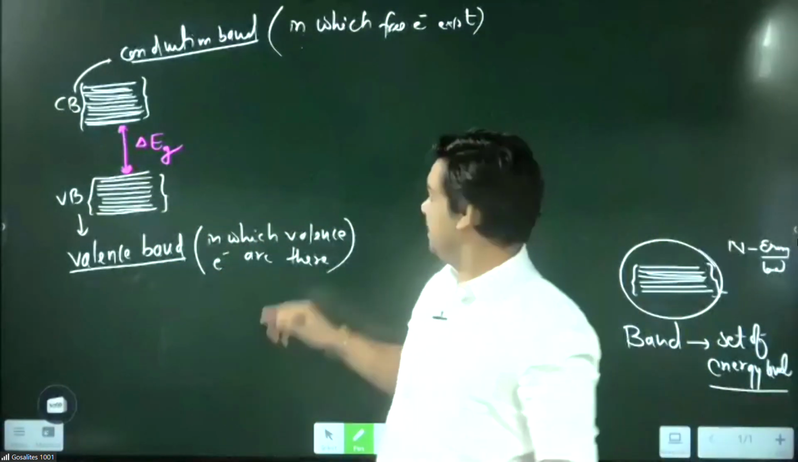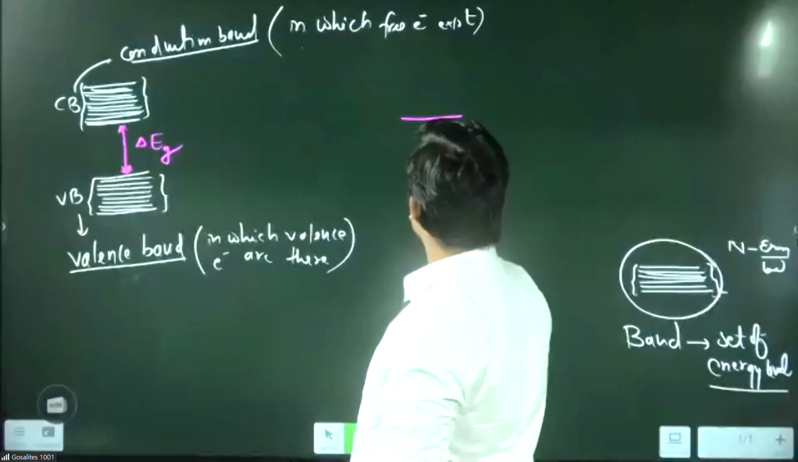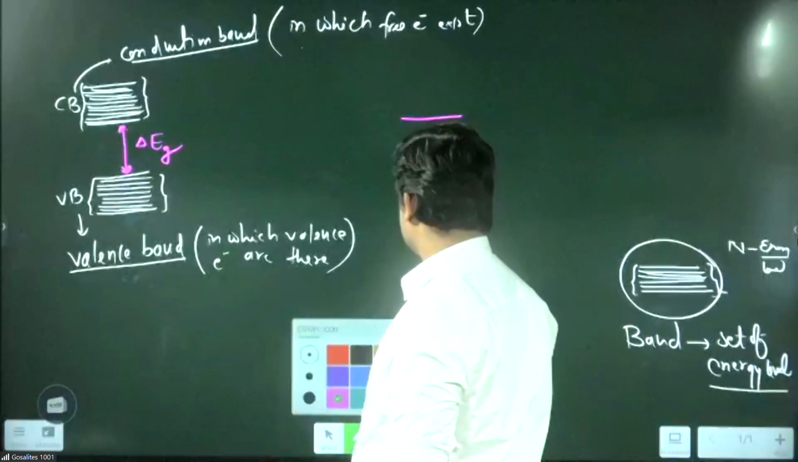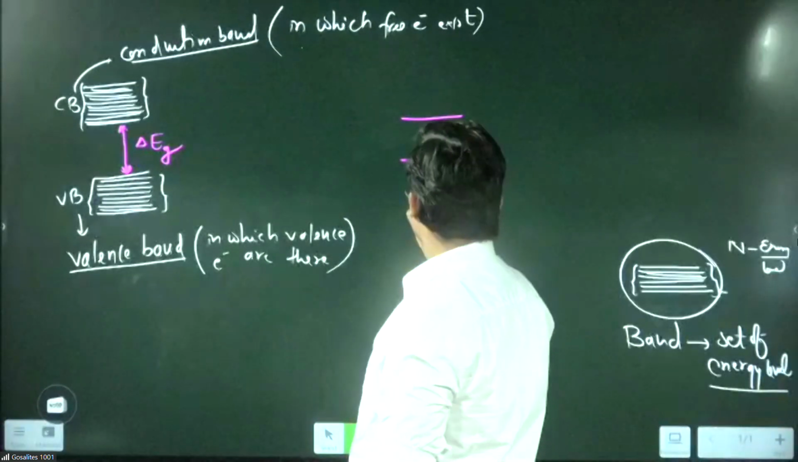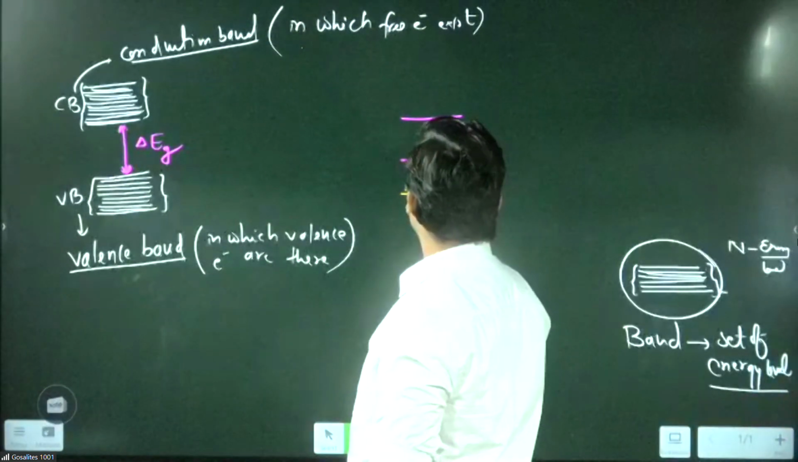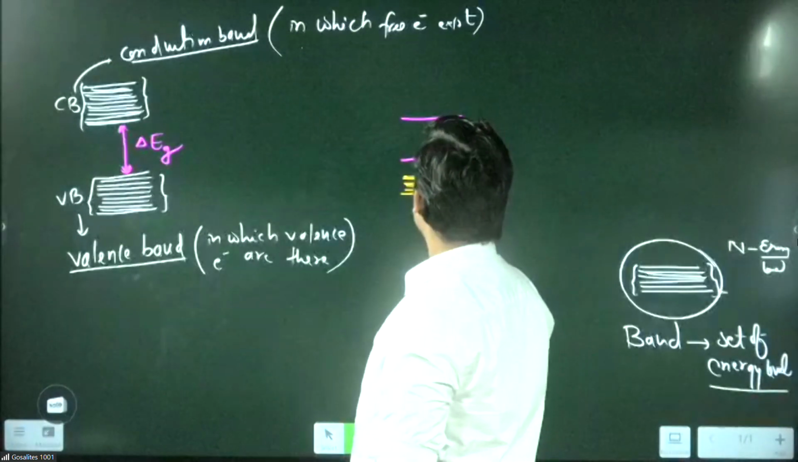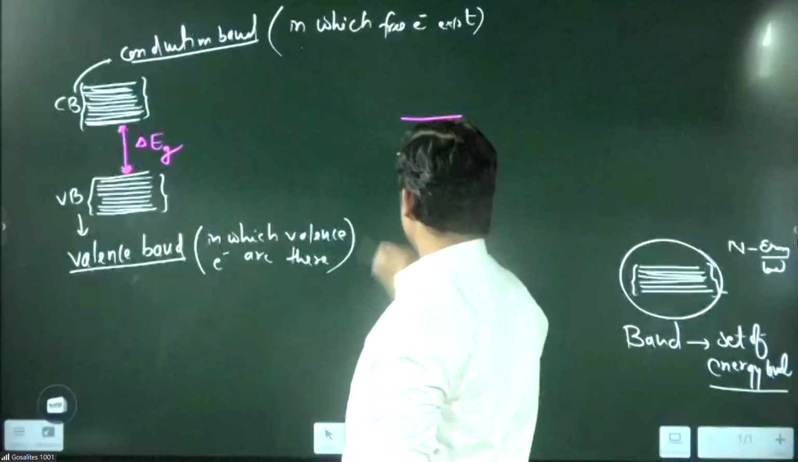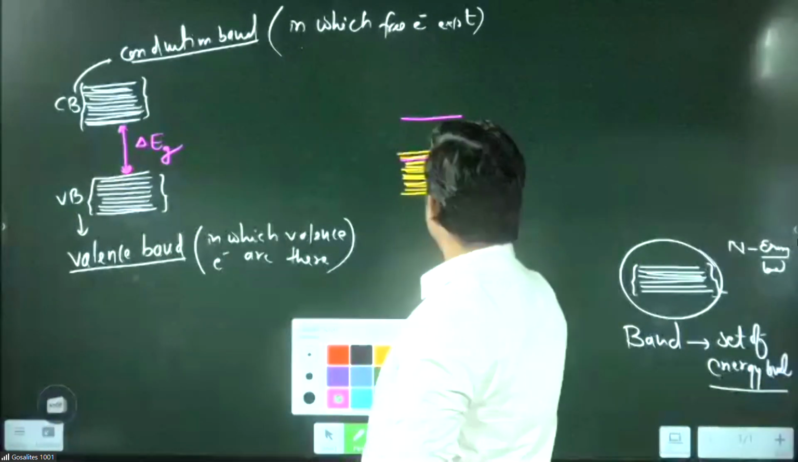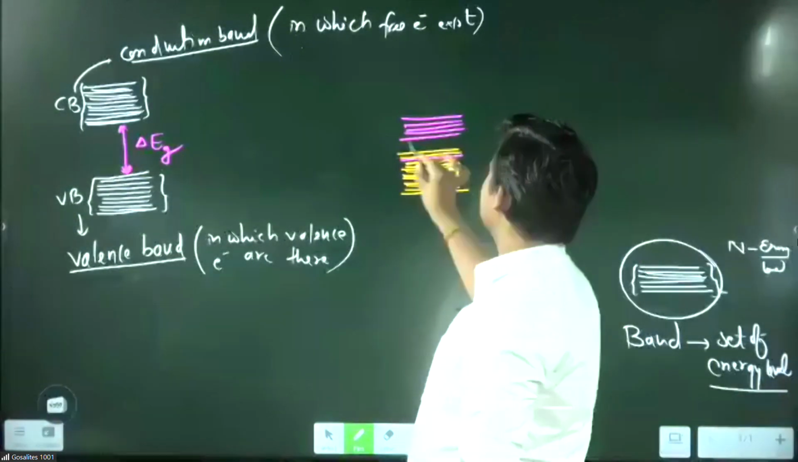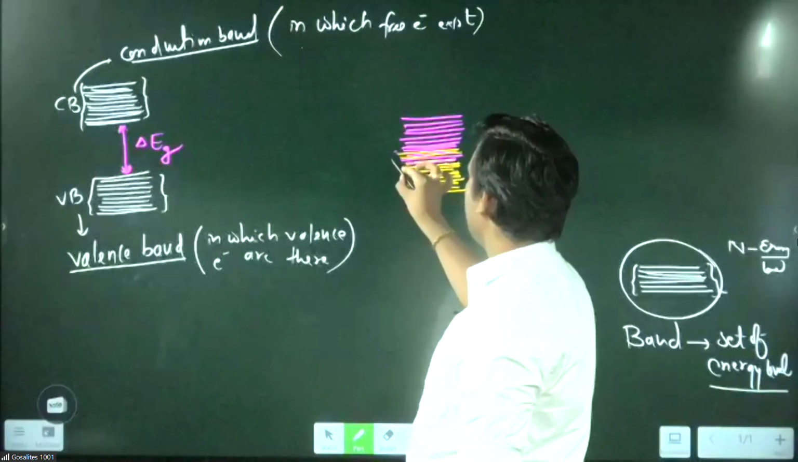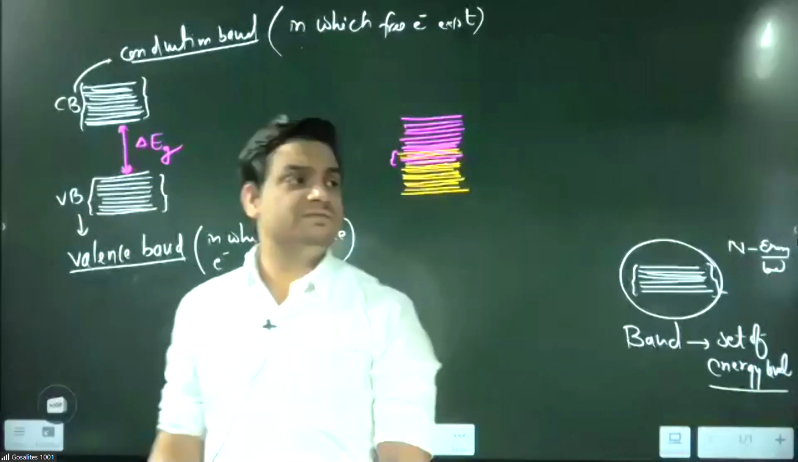In metals, I will draw here, the situation will be like this. This is our valence band, and here is our conduction band. You can see that between the conduction band and valence band there is no gap, or there is some overlapping also. What is the meaning of overlapping here?